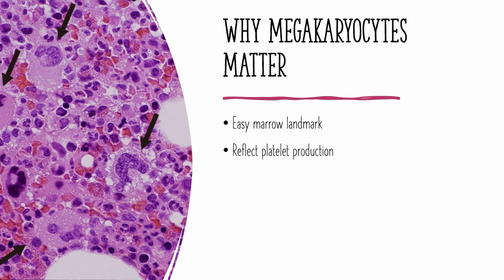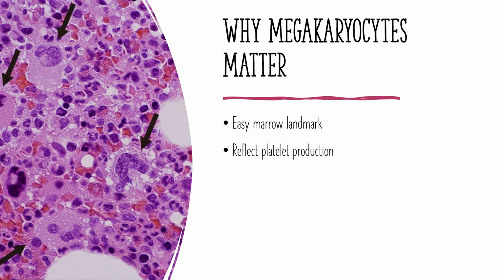From a functional standpoint, these cells are platelet factories. Every megakaryocyte produces thousands of platelets through cytoplasmic fragmentation. So when we evaluate megakaryocytes, we're indirectly assessing platelet production. This becomes clinically important very quickly. If megakaryocytes are decreased or absent, platelet counts may drop, increasing bleeding risk. If they're increased, dysplastic, or oddly shaped, that can signal myeloproliferative disorders or marrow stress.